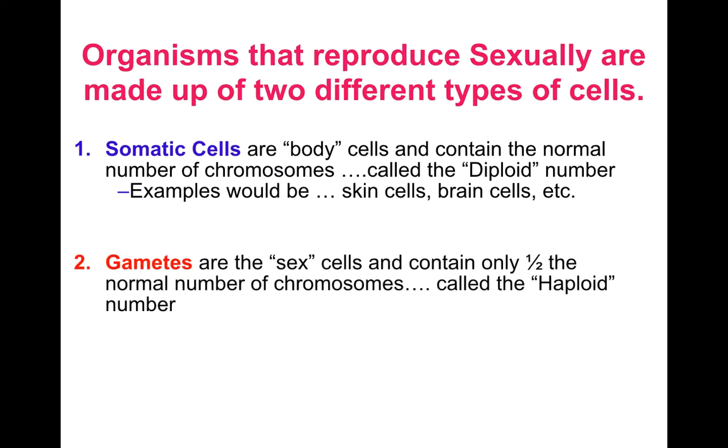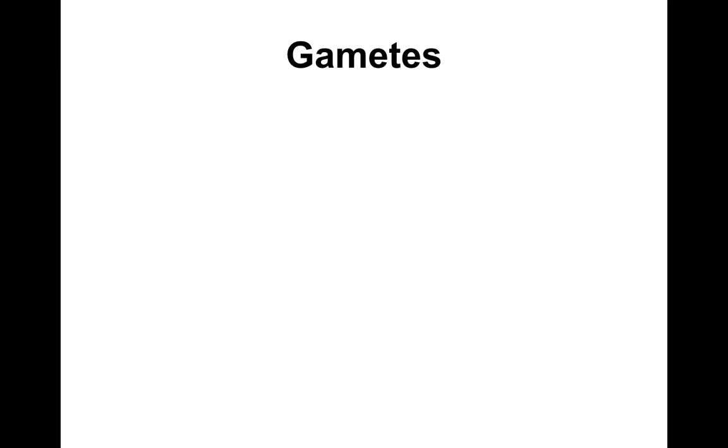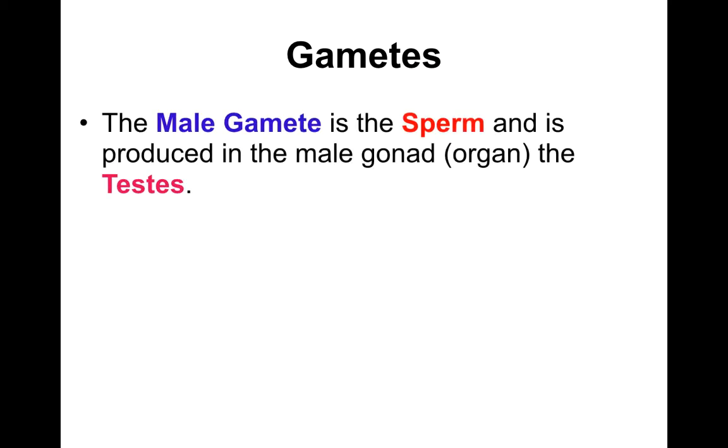The second type of cells are called gametes. They're known as sex cells and contain only half the normal number of chromosomes. That is called the haploid number. Examples are sperm cells and ova. Gametes: the male gamete is a sperm and is produced in the male gonad, or the organ that produces a sperm, known as the testes.